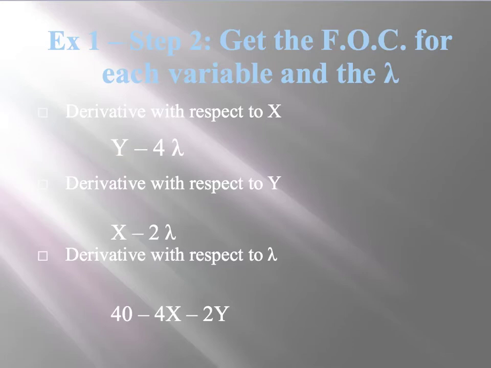And then when you take the partial derivative with respect to y, you should get x minus 2 lambda. And then if you do a first order condition with respect to the Lagrangian multiplier, you should get basically what's in the budget constraint there, 40 minus 4x minus 2y.